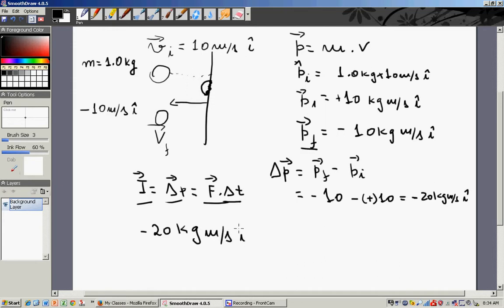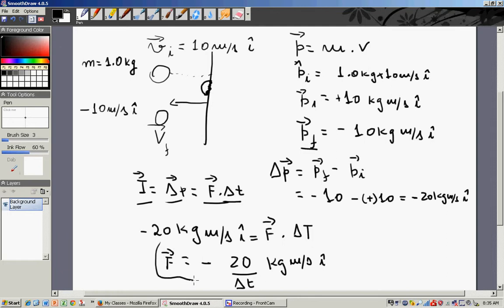Negative 20 kilogram meters per second, which is your change in momentum, is also, according to impulse, equal to force times a quantity, which is time. Time is always positive in our universe. Then you have a force that is the negative of 20 divided by a certain time, let's say 10 to the minus 2 seconds, and then you have a value of force.